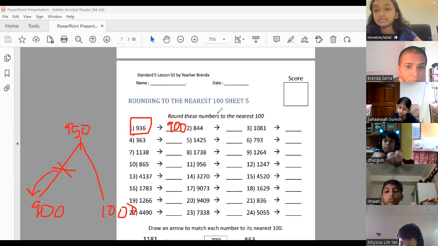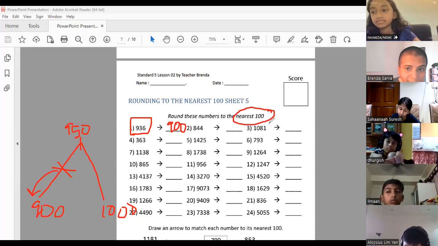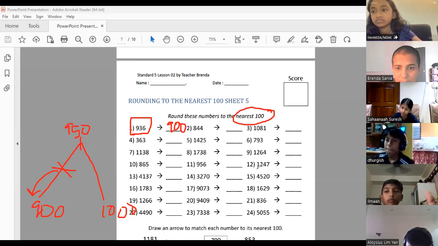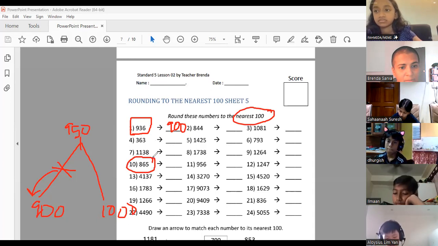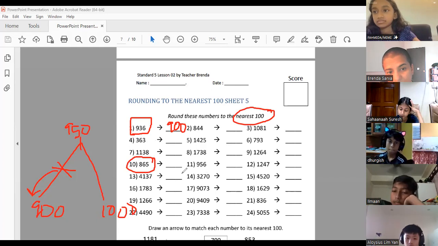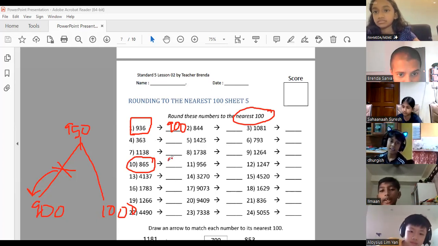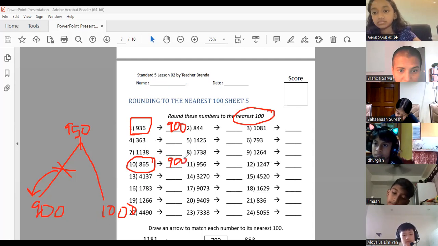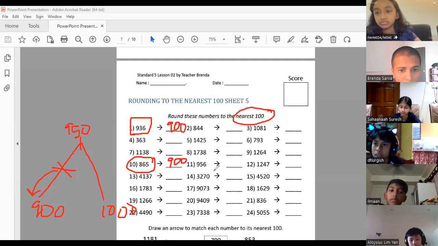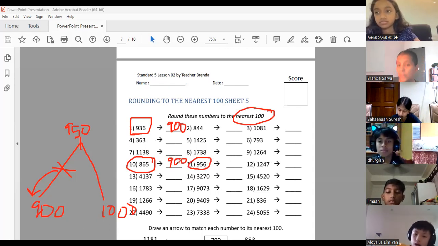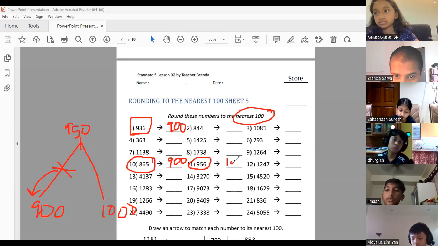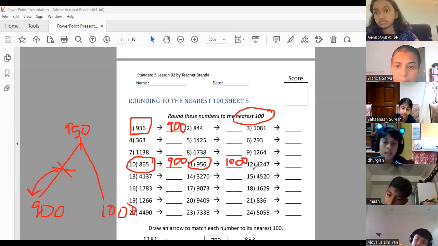Got it? Now it's hundreds, okay? Remember, now the hill becomes hundreds. So all your answers are going to be in hundreds. So let's look at 865. It's either 800 or 900. Which is your answer? 900. So all this is just in your imagination now. What about if you have 956? It's either 900 or 1000. 1000. Okay, good.